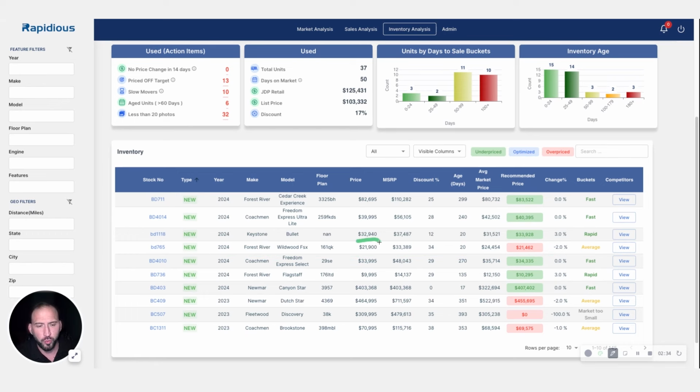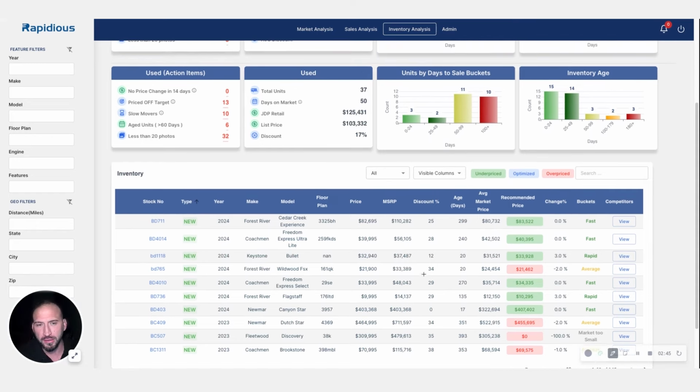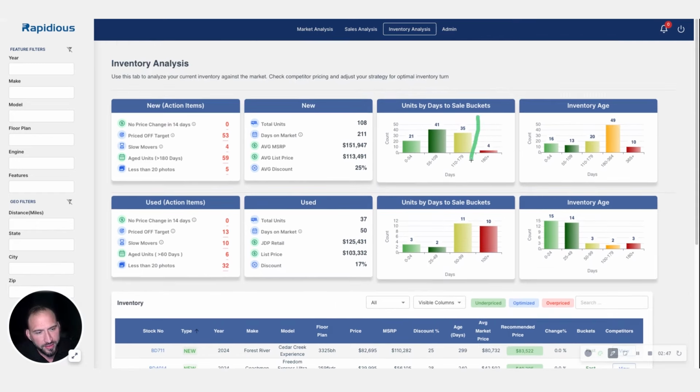The current price is $21,900. The average market price is actually $24,454. However, this is considered an average seller, meaning that it's in this bucket right here with historical sales data showing that it sells between 110 and 179 days.